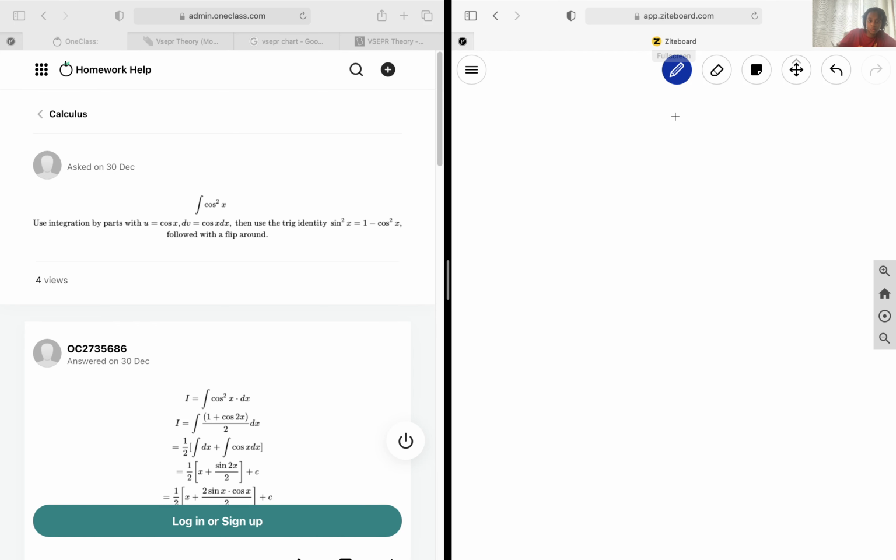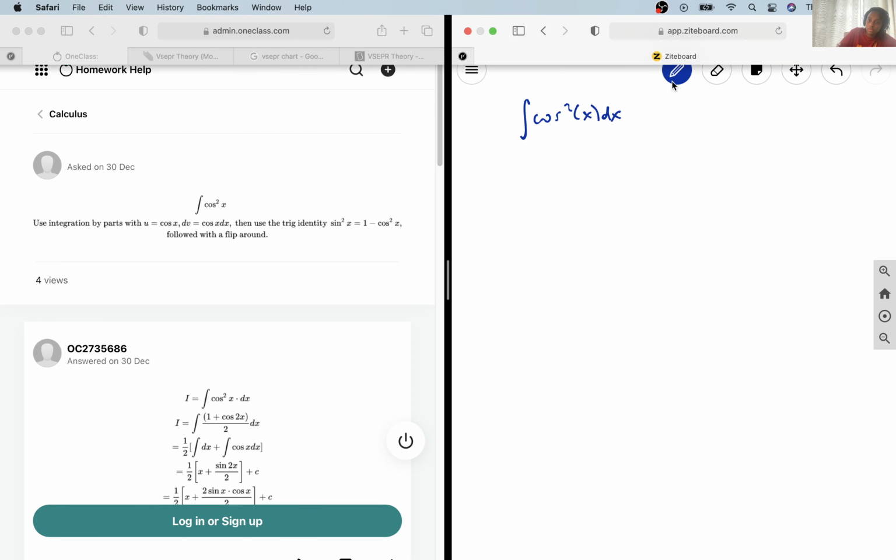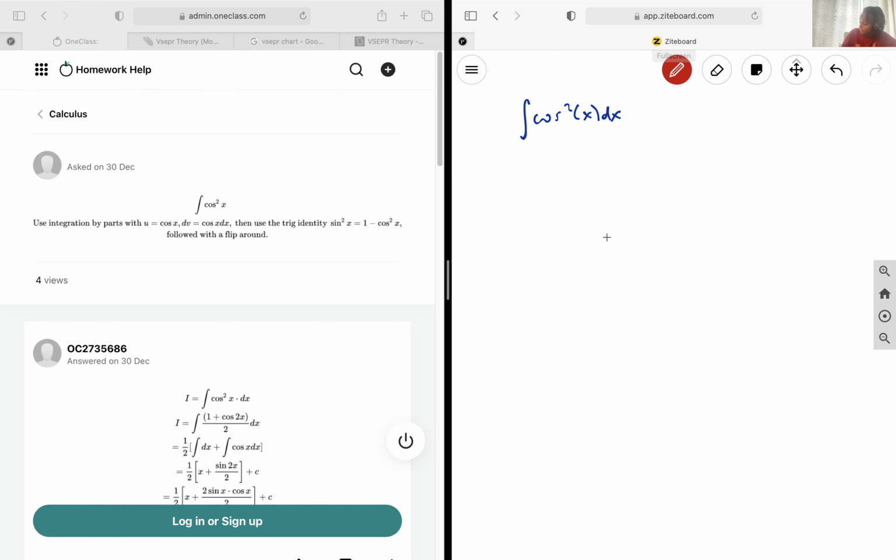Okay, so for our next one, we want the integral of cos squared x dx. So we're just going to recall the double angle formula: two cos squared x minus 1 is equal to cos of 2x. That's the entire formula. And so now we just isolate for cos squared x, and we get cos squared x is equal to cos 2x plus 1 all over 2.